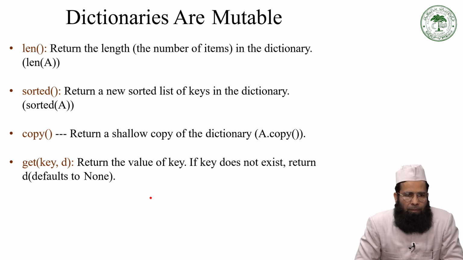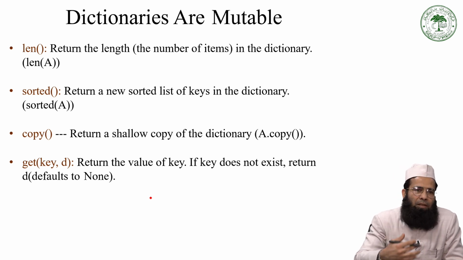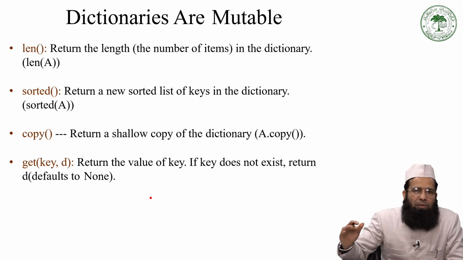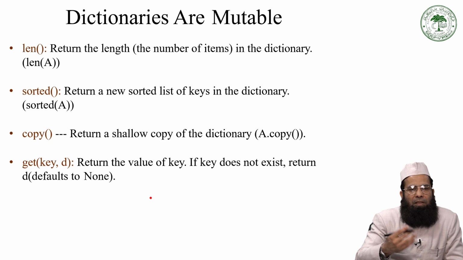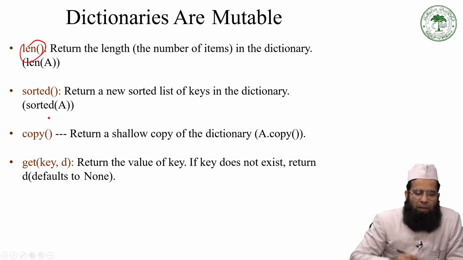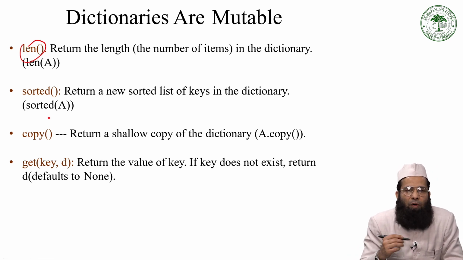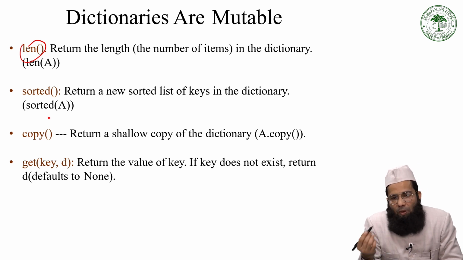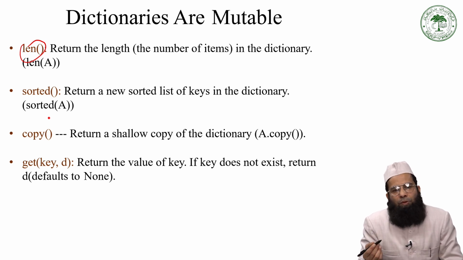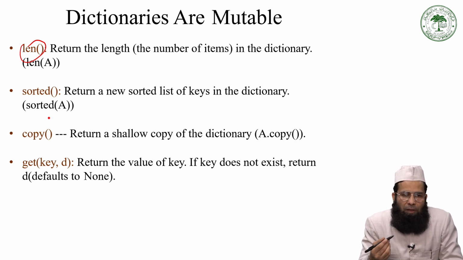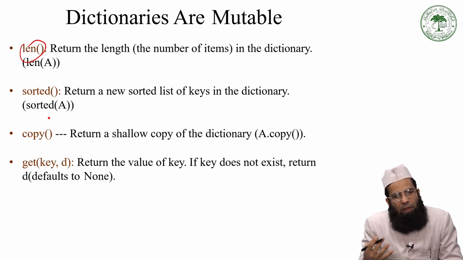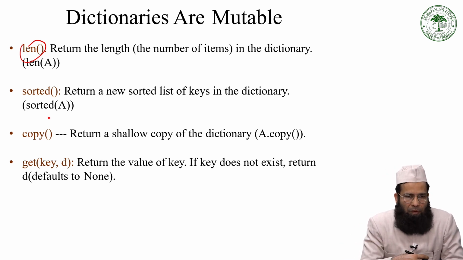There are certain functions that we can use: len returns the number of items in the dictionary, so you can find out the length using this function. There is one more function, that is sorted. It returns a new sorted list of keys in the dictionary, so you will get the sorted list of keys. Again, copy can be used to return a shallow copy, or if you need to make a deep copy, then you can use the deepcopy method. So that is available.